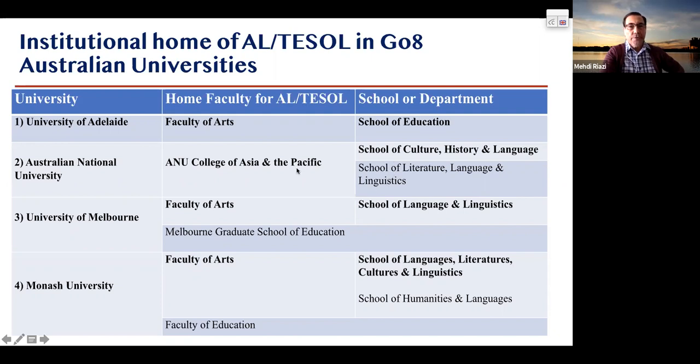Both of these schools under Australian National University College of Asia and the Pacific. Whereas, for example, in the University of Melbourne, some of these colleagues were in School of Language and Linguistics in the Faculty of Arts, and some others were in Melbourne Graduate School of Education. Again, in Monash University, some were based in the School of Languages, Literatures, Cultures and Linguistics, and some in the School of Humanities and Languages, both under Faculty of Arts, and some in Faculty of Education.